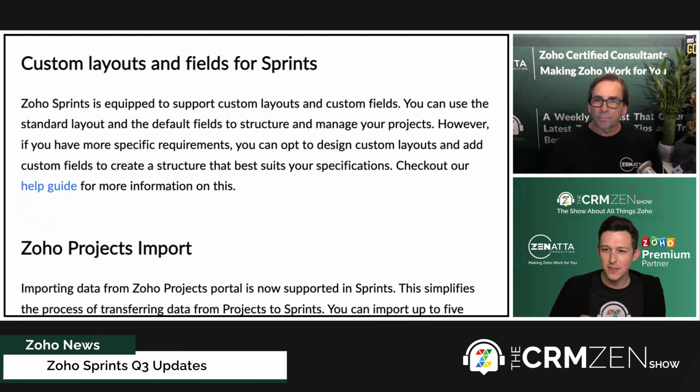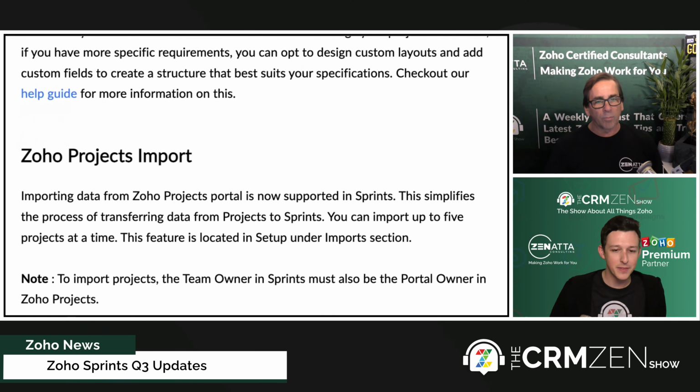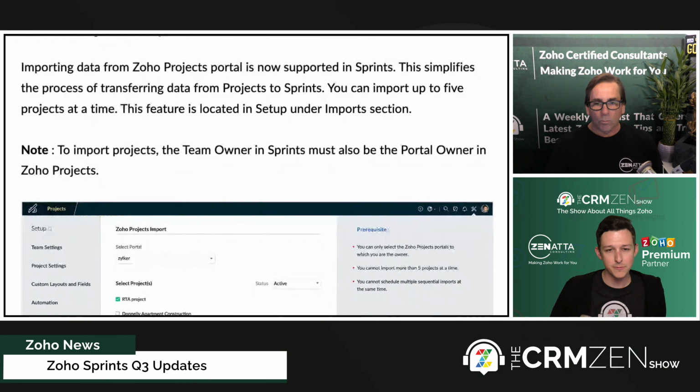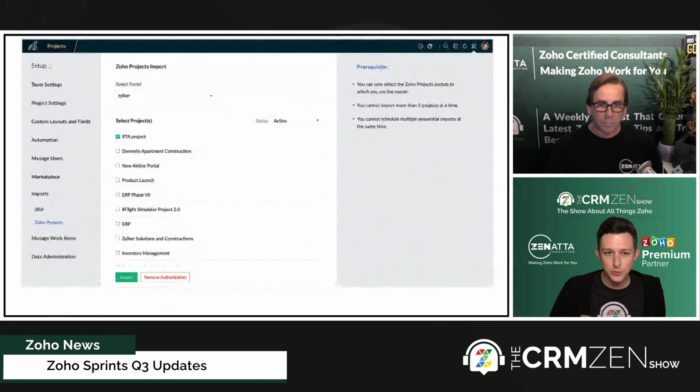For some reason, I had thought these were already here, but maybe they are not. Well, it says custom layouts and fields were the Q3 updates, so we might have covered this already, right? Got it. So that could be it. And then now you can import data from Zoho Projects into Zoho Sprints.